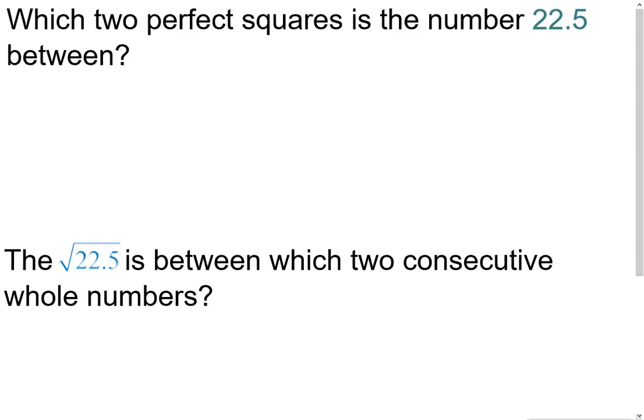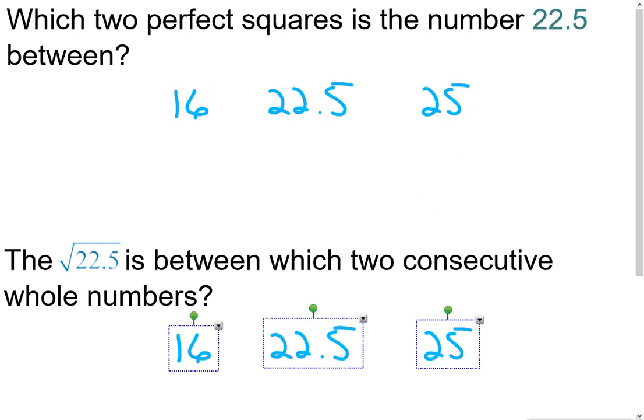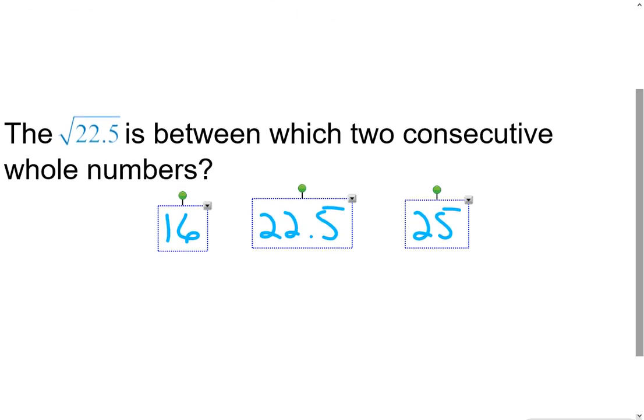Same thing. Now I'm going to use the number 22.5. So which two perfect squares is 22.5 closest to? Well, I have my 22.5. The perfect square smaller than 22.5 would be 16, and the perfect square larger than 22.5 would be 25. So let's bring them down, because that's going to help us answer this next question: the square root of 22.5 is between which two consecutive whole numbers?